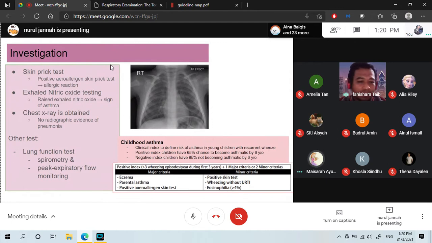I mean, these are all research. Chest X-ray is not done basically. Okay, it's done in acute, but well, you can do it. But if it's recurrent, there's no point. If it's typical, do a skin prick test, make sure that you know what the aeroallergen is.